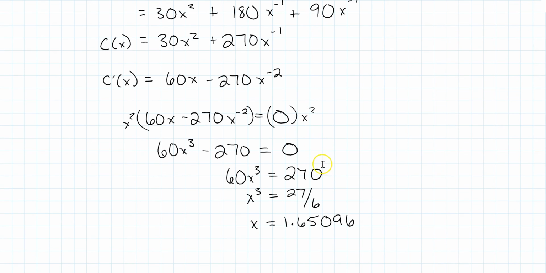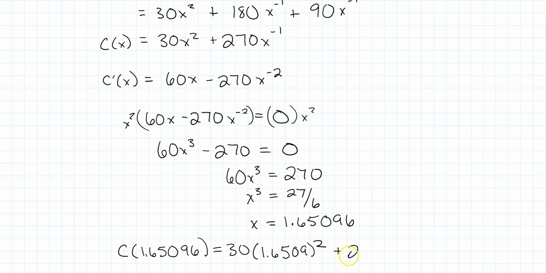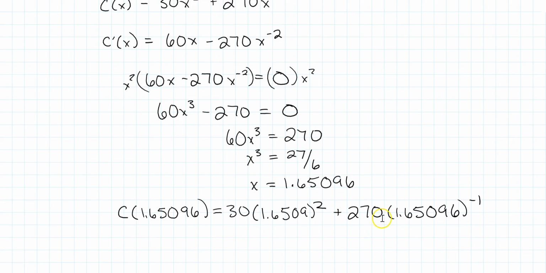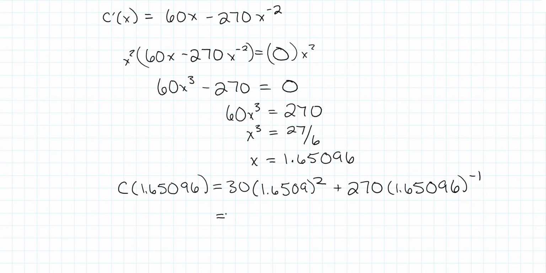The way I'm going to find the cost is by plugging this x value into the cost function. So to answer my question, I need c of 1.65096. So that'll be 30 times 1.65096 squared plus 270 times 1.65096 to the negative 1. And if I plug that into my calculator, I'm going to get something that is roughly, well, it will round to 245.31. And so that would be the cost of the cheapest container.